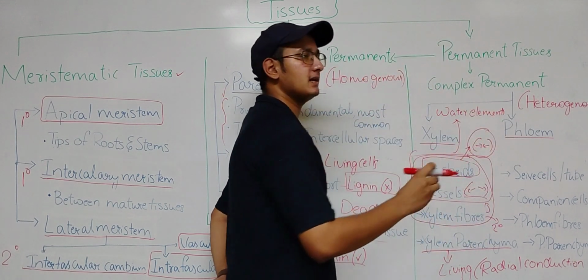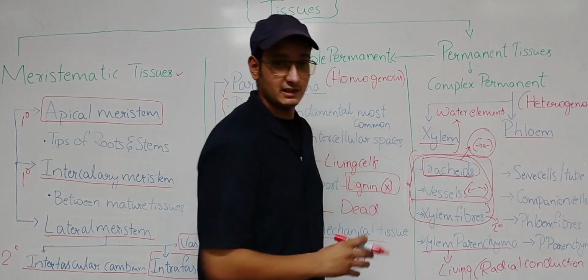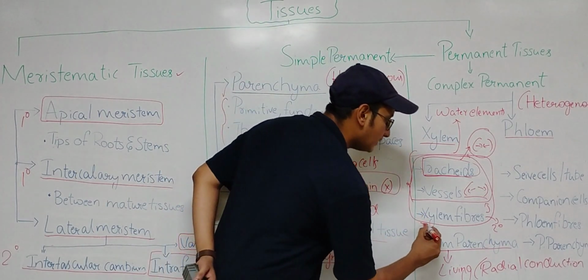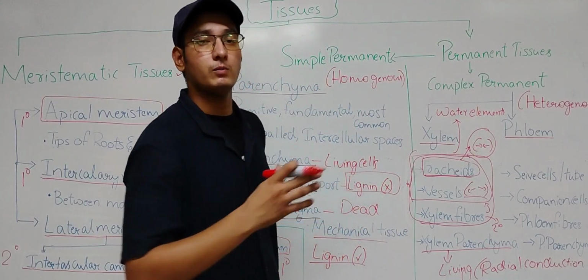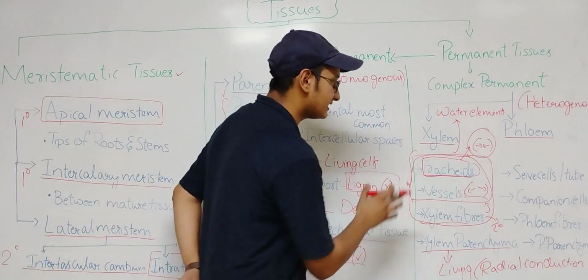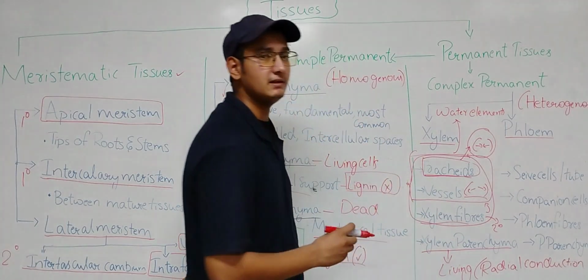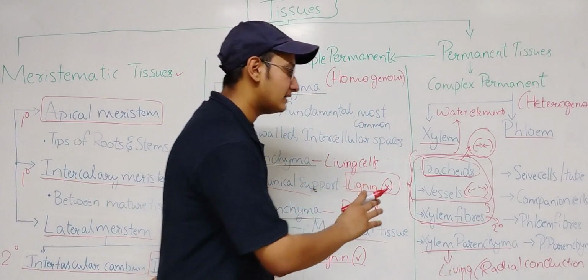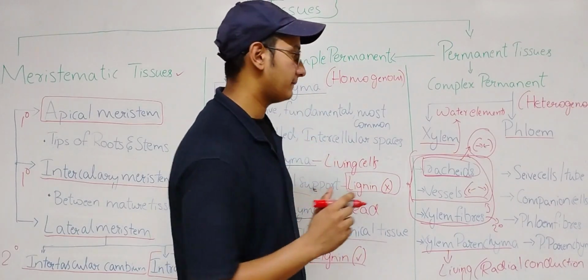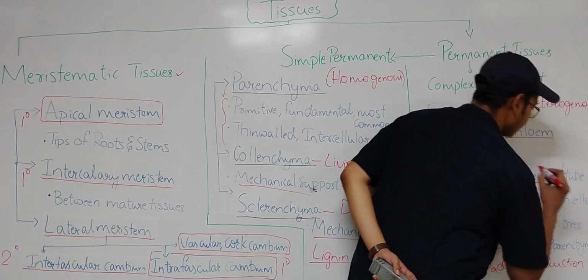So the main function of xylem is to conduct the water with the help of tracheids and vessels. The support is given by xylem fibers. And there is one more thing, xylem parenchyma, which is a living thing, just an exception. All the 3 are dead, and the xylem parenchyma is a living cell, and it helps in radial conduction of water.